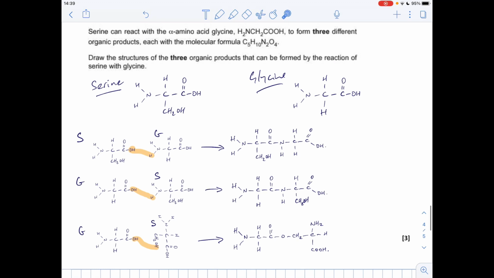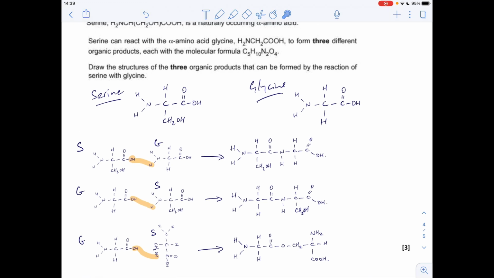And then the final one is, hopefully you can see what I've done here. I've got glycine, which has got a carboxylic acid group, that can also react with an alcohol group, because we've got an alcohol group in serine in the R group. So again, we can get water produced, and that's going to generate an ester bond, which you've got there. So that would be the third possible organic product.